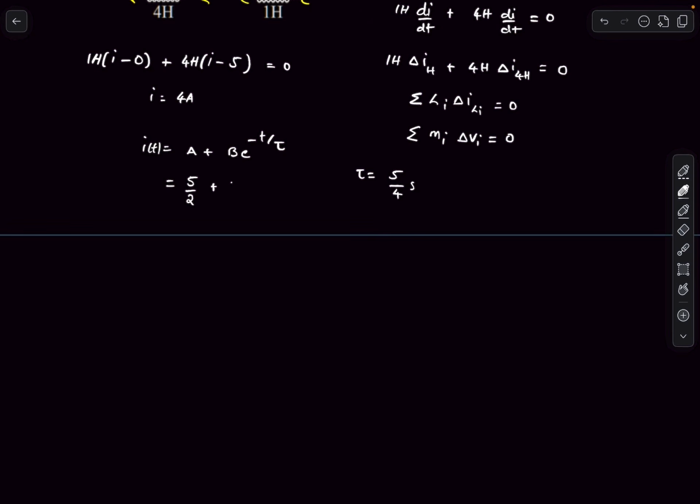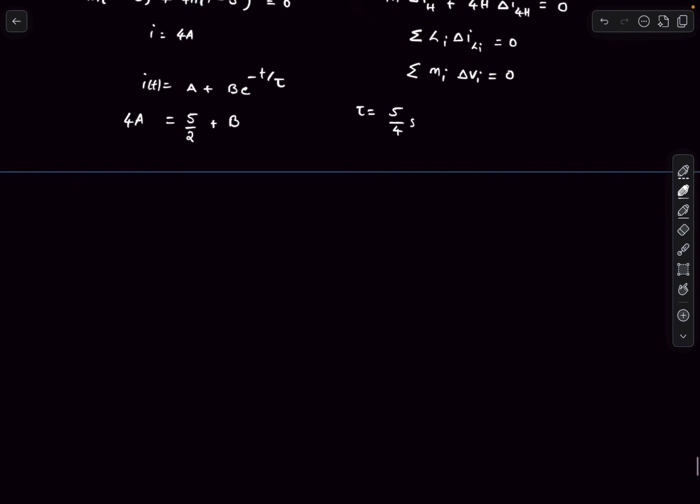Now the thing is, we can put t equal to 0. And if we put t equal to 0, this thing becomes B. And at t equal to 0, the current was 4 amperes. Okay, we are talking about right after switching. Right after switching, the current is 4 amperes. So B would be equal to 4 minus 2.5, which is 1.5. So B just becomes 3 by 2.